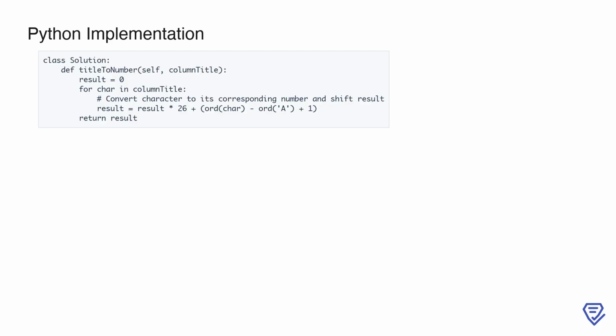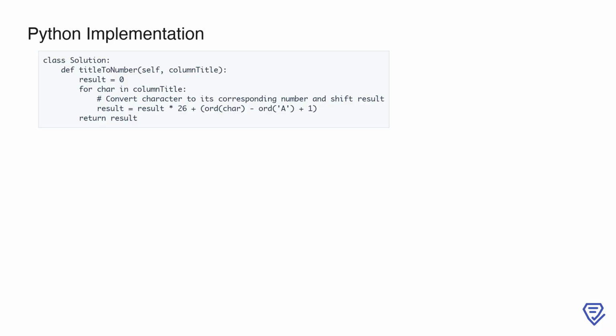5. Return the result. After processing all characters, the computed column number is stored in result, which we return as the final output. Example walkthrough. For input columnTitle equals AB. Start with result equals 0. Process A, result equals 0 * 26 + 1 equals 1. Process B, result equals 1 * 26 + 2 equals 28. Return 28.